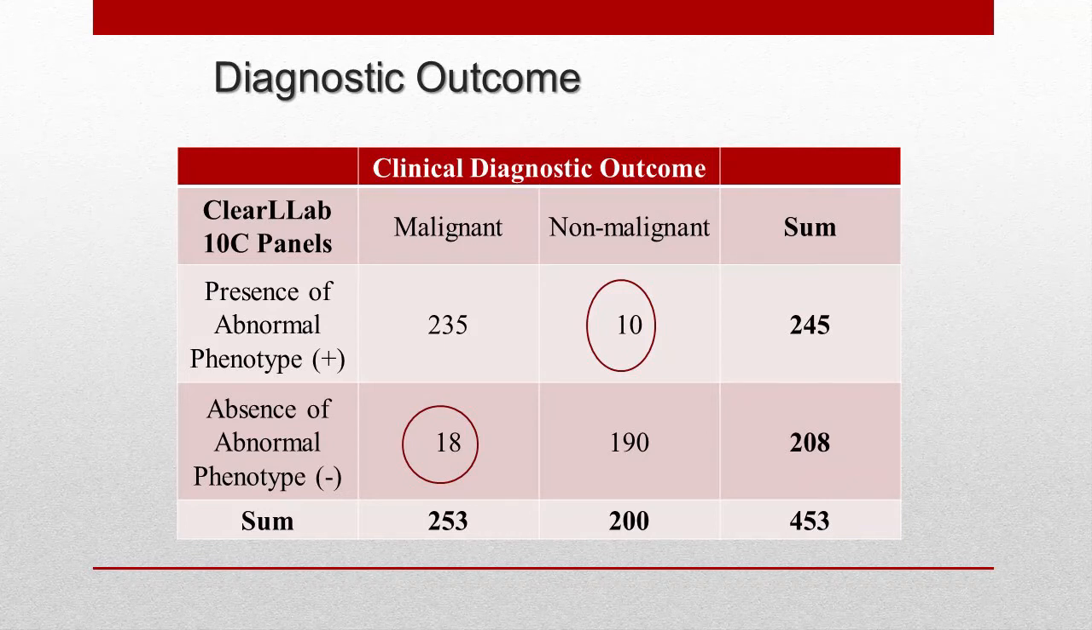So here we have the 10 non-malignant and the 18 absence of normal and abnormal phenotype that the ClearLab detected.